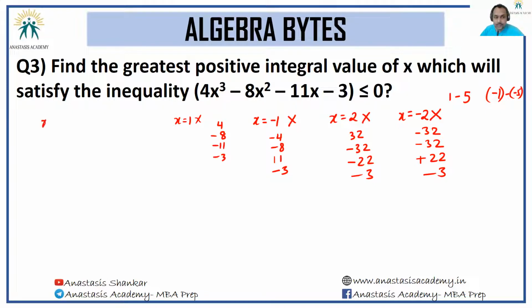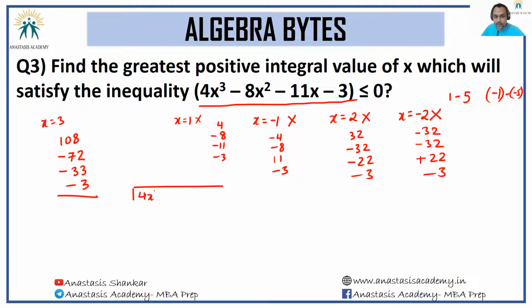Let's check at x equal to 3. 4 into x cubed, so 108, minus 72 minus 33 minus 3. And yes, this does indeed turn out to be 0, which means that this expression will be divisible by x minus 3. So let's divide it.